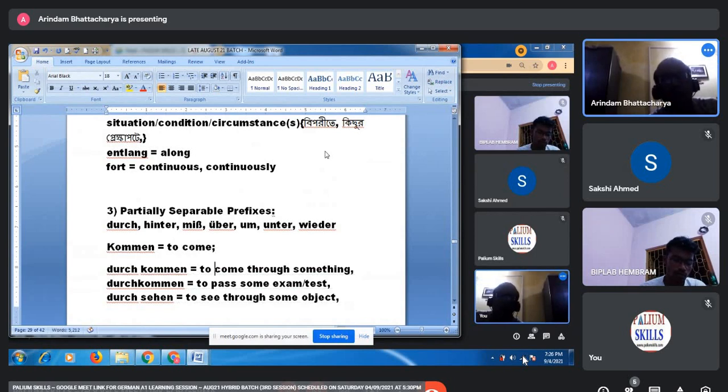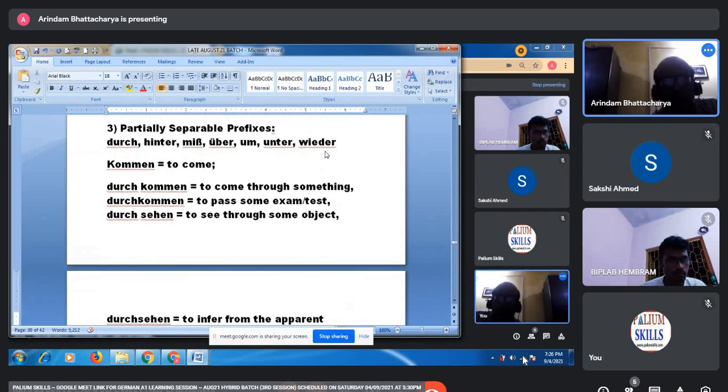Durchkommen, when "durch" is separated out from "kommen", means to pass through something, to come through something. That is, to come through a tunnel. And durchkommen is also to pass some exam or test.